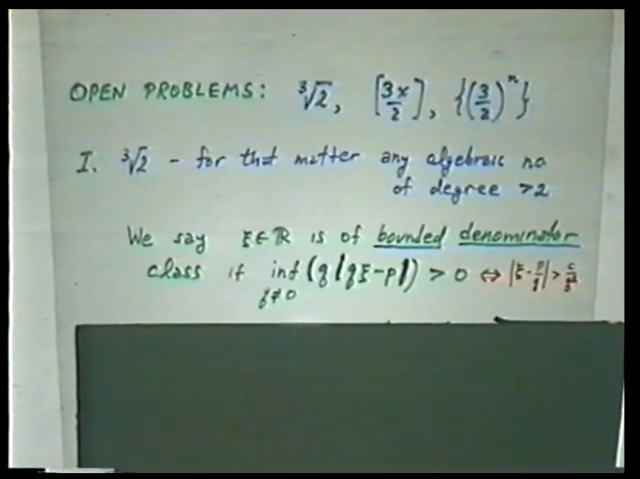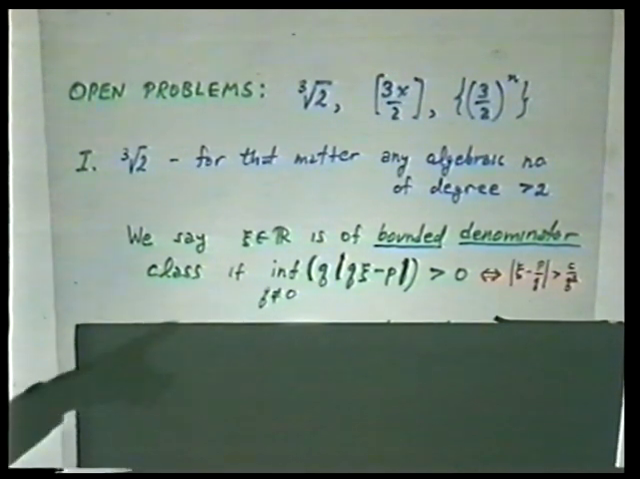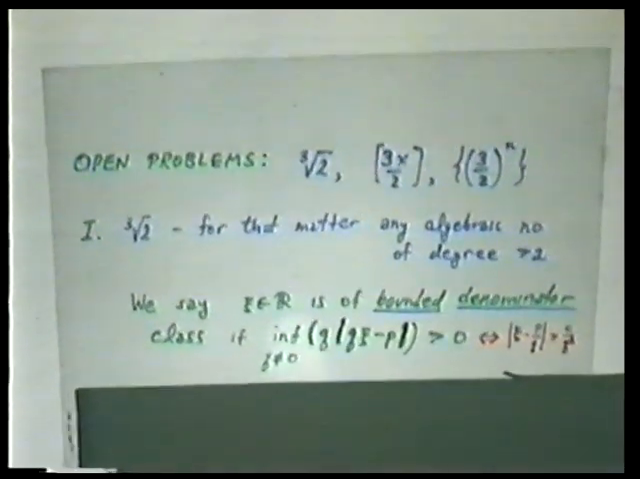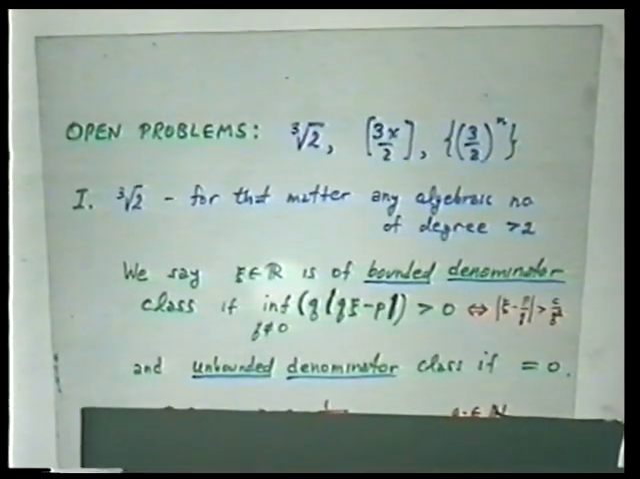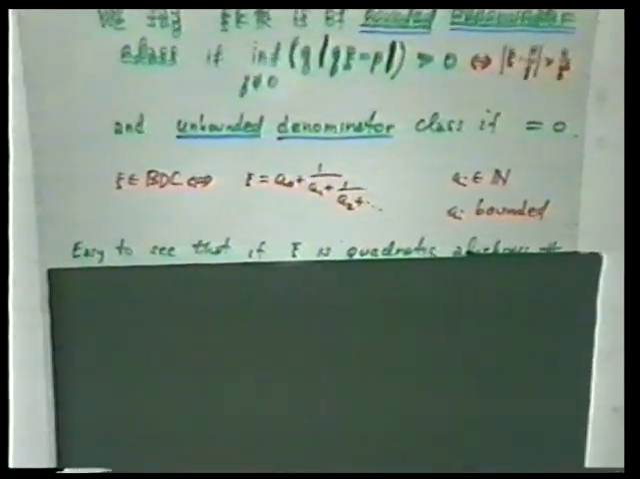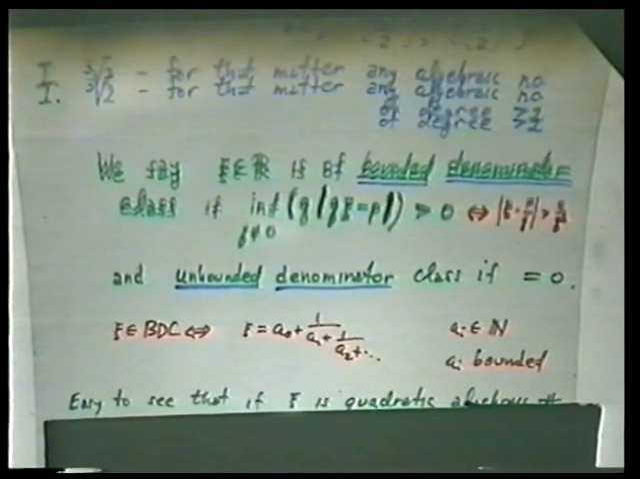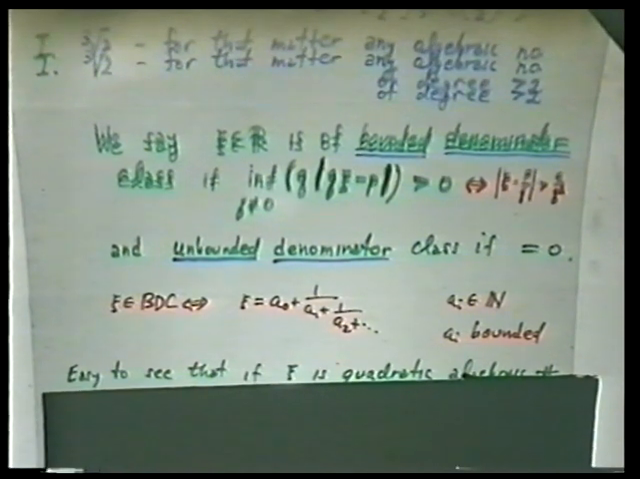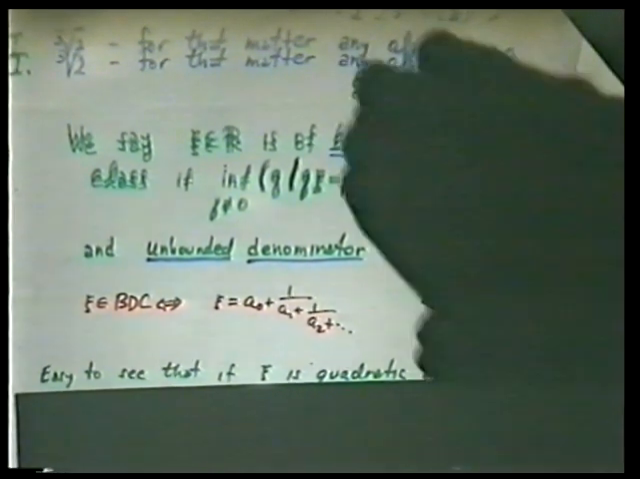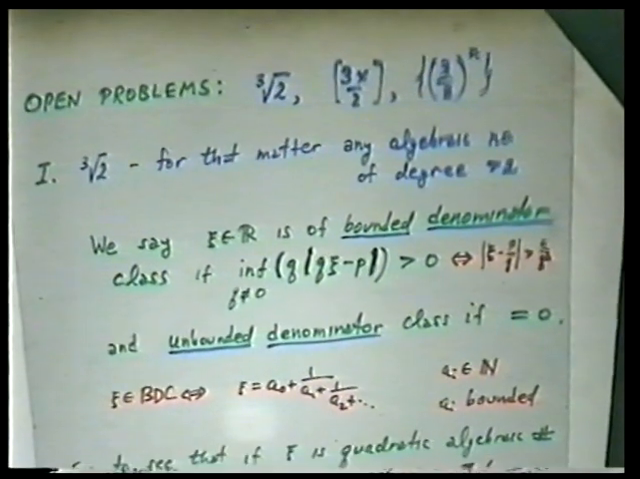In other words, your error will be bigger than some constant over q squared. For any number, you can show that you can get within, say, 1 over q squared, or better than that, but sometimes it's bounded. The error in terms of q squared is bounded, and then we say it's a bounded denominator class, or BDC I'll call it, and it's unbounded denominator class if that infimum is 0. Another way of describing that is to take the continued fraction expansion of c. You have these partial denominators, a1, a2, and so on. If the partial denominators are bounded, then it's a bounded denominator class. If they're unbounded, then you're in the unbounded denominator class.